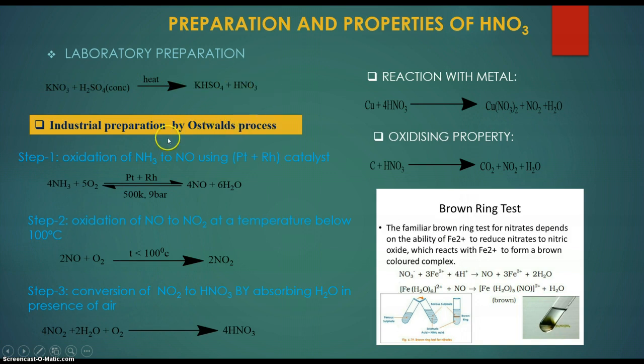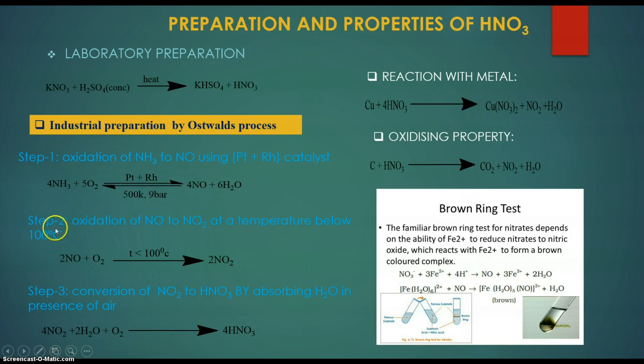What is the industrial preparation of nitric acid? Nitric acid is mainly prepared industrially by the Ostwald process. This process contains the following steps. First of all, step 1: ammonia is oxidized in presence of platinum and rhodium catalyst, maintaining the pressure at 9 bar and temperature 500 Kelvin, giving you nitric oxide and water.